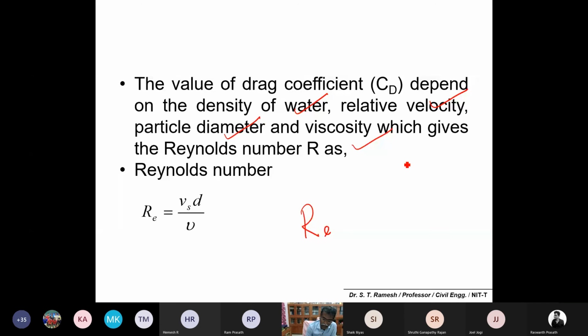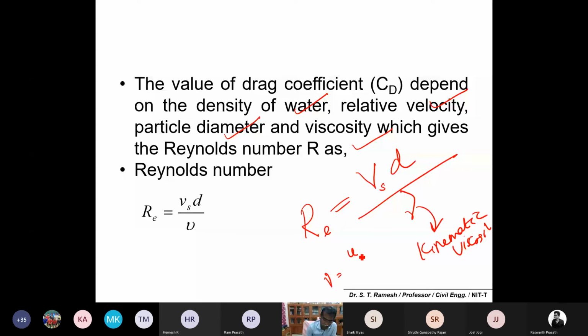Kinematic viscosity is equal to mu by rho, which you would have seen in fluid mechanics: dynamic viscosity divided by density of water. The Reynolds number Re is equal to Vd by nu, and CD is also related to it as 24 by Re.